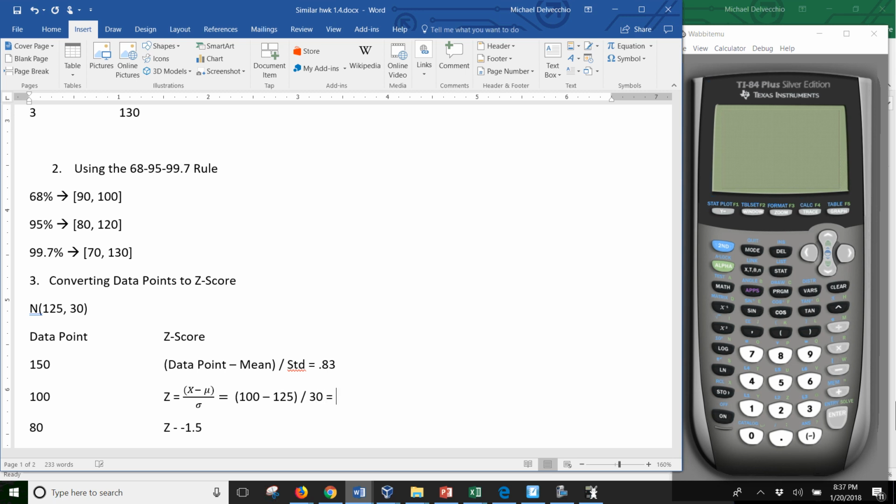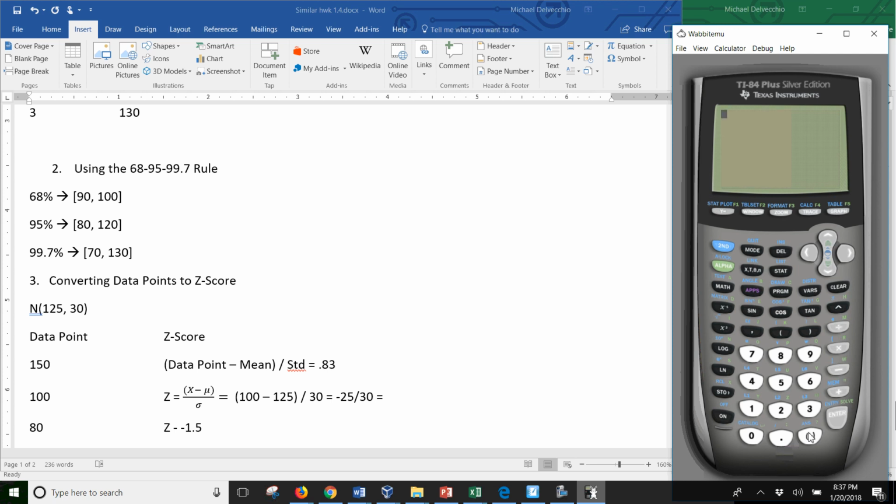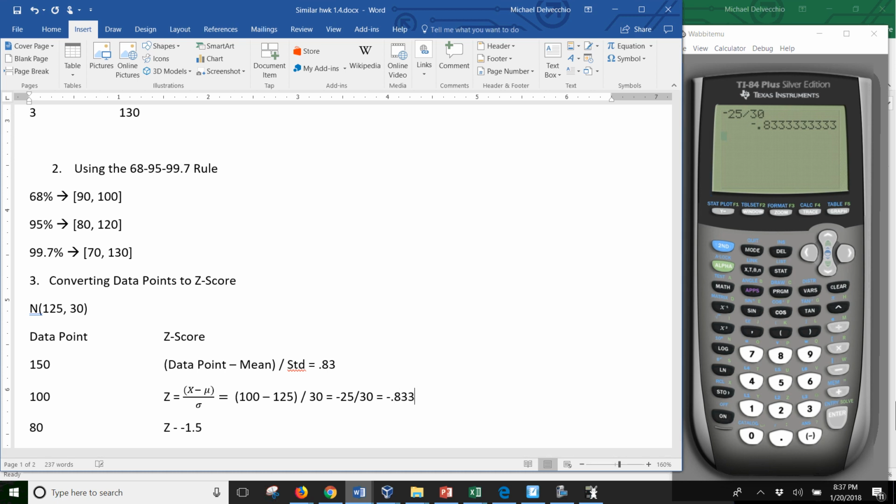Now keep in mind, this is less than the average, so we are going to expect a negative z-score, okay? So we have 100 minus 125, or minus 25, I'm sorry, divided by 30. So this is a number a little bit less than 1. Let's go ahead and turn on our calculator. So we get -25 divided by 30. That gives us -0.833. Okay, so -0.83.